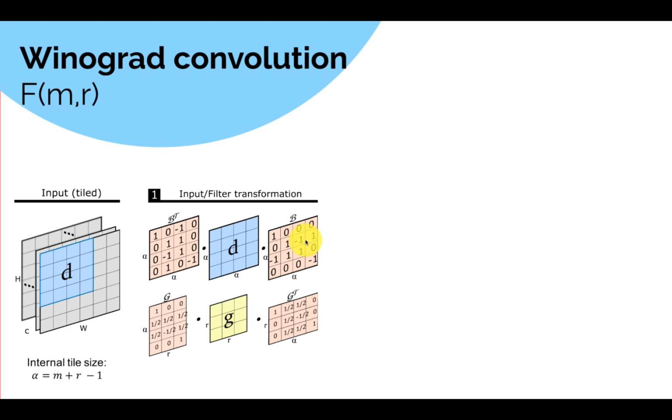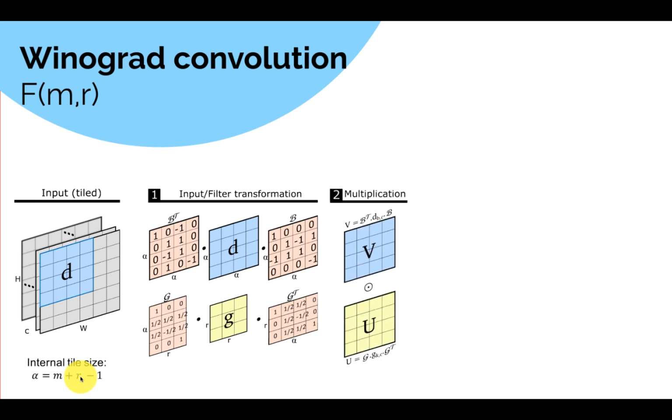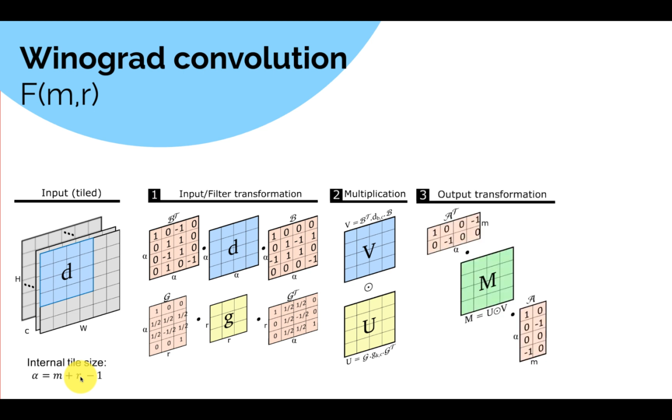These matrices are predefined and their size depends on the output tile size, denoted by M, and the filter size denoted by R. In the second step, we obtain the element-wise multiplication of the transformed input and filter, and in the last step, the output should be transformed back into the original space using Winograd output transformation matrices.